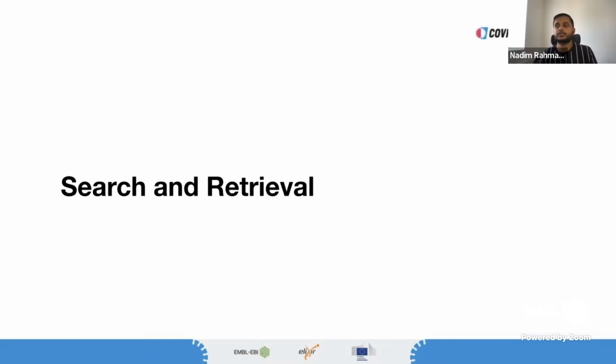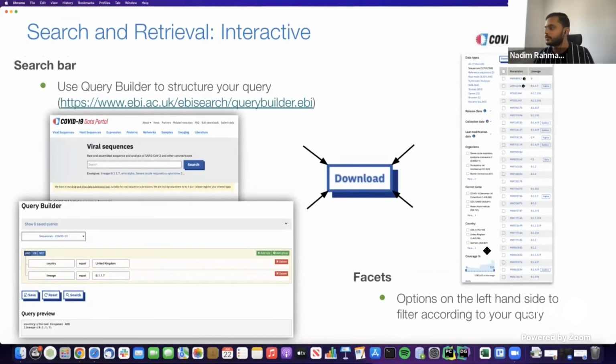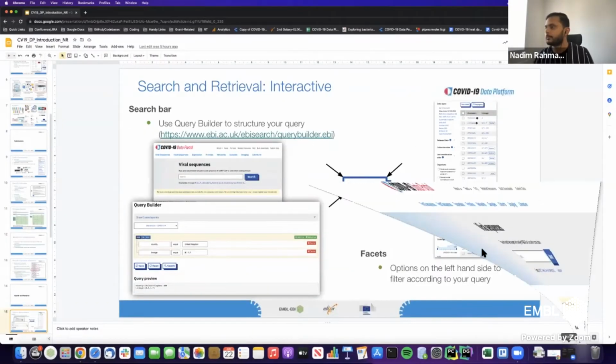So I'm going to switch to search and retrieval of data, and I'm hoping to actually be able to do a live demo as well within this. So there are a couple of main ways to search and retrieve your data. And firstly, this is interactively. And so I'm just going to go into my browser.